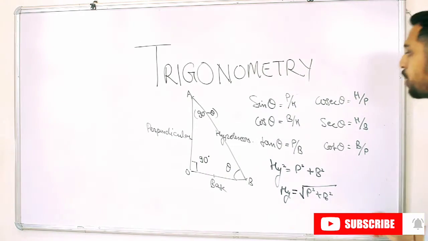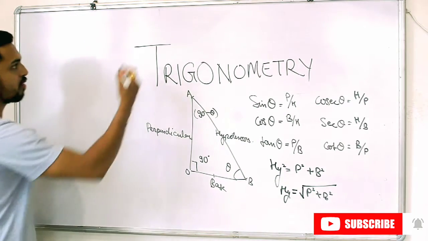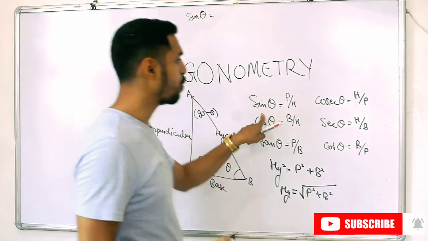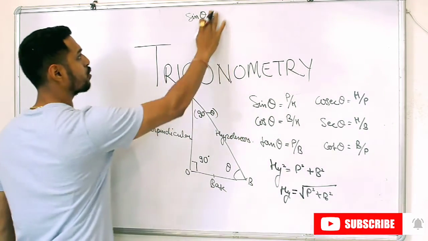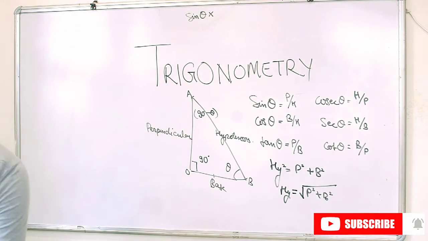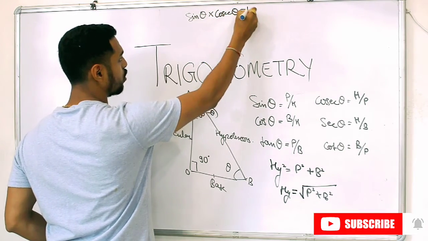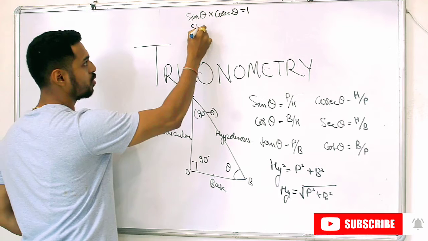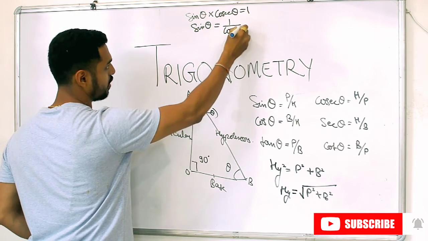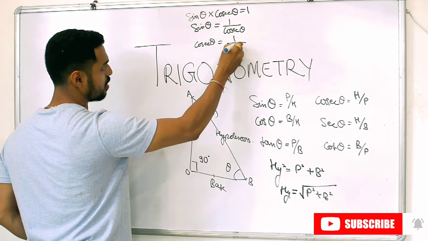So moving to the next step, we have some formulas. Look, the opposite of sin theta is cosec theta, right? So sin theta multiplied by cosec theta is equal to 1. Okay, so sin theta is equal to 1 by cosec theta. Cosec theta is equal to 1 by sin theta.